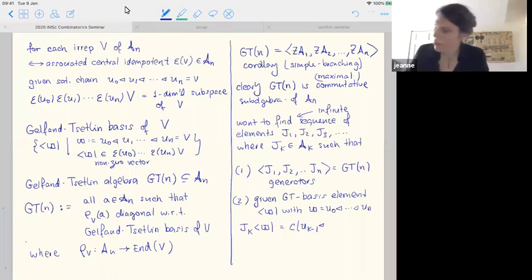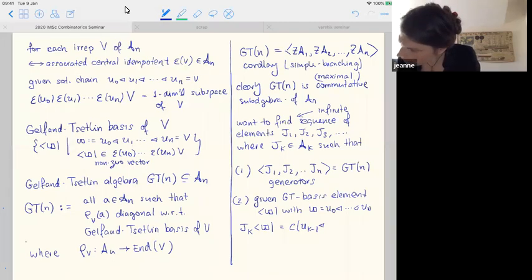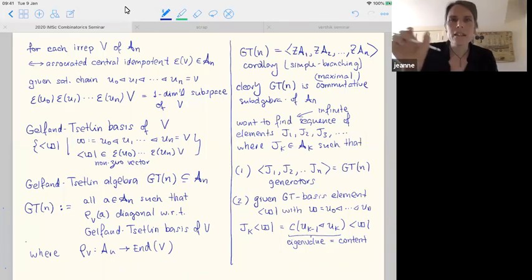So there'll be some eigenvalue C, which will only depend on U_{k-1} and U_k, and if you like, the covering relation in the branching poset between them. This is the eigenvalue which in combinatorics is called the content, the content associated to this covering relation.